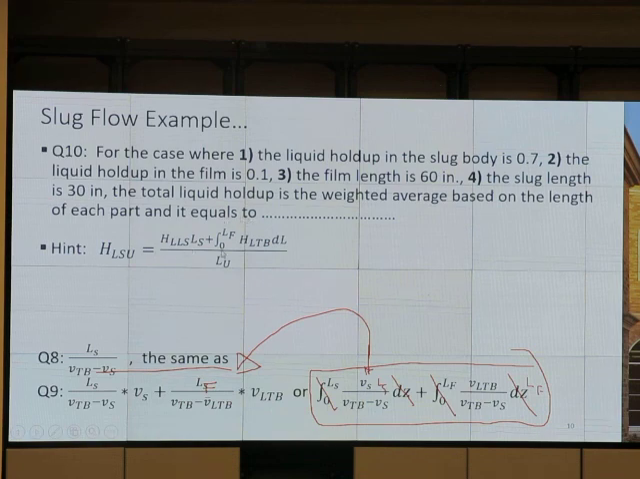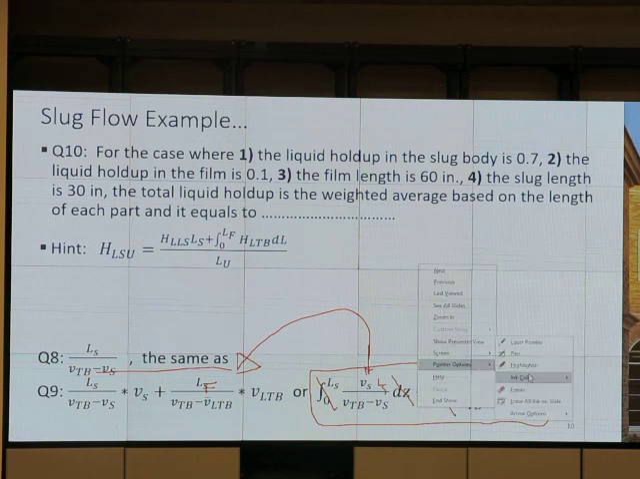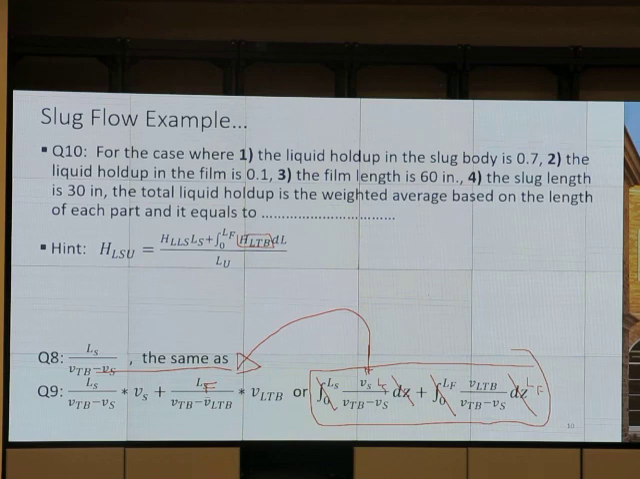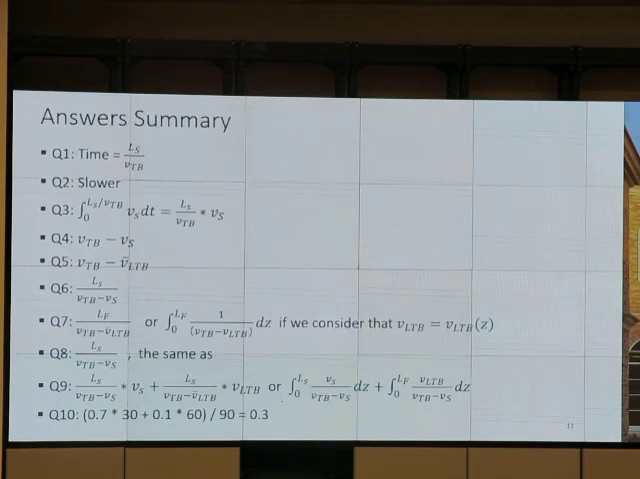So I use this formula. Don't worry about the integration sign. We say it's the same everywhere. So HLTB or film height is the same everywhere. Actually, it's not, but let's assume that it's the same everywhere. So I will do 0.7 multiplied by 30 plus 0.1 multiplied by 60, and everything divided by 60 plus 30. Of this. Okay? Then we get the slug unit liquid hold-up.